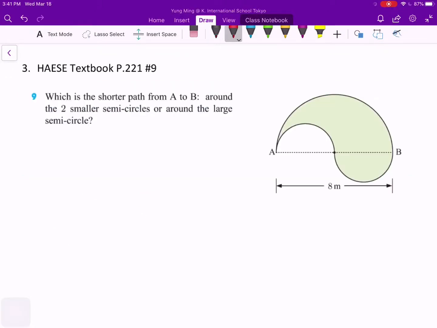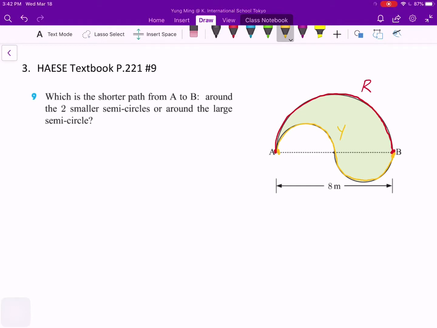Last question, slightly more interesting question of the day. We're going to figure out the two different pathways to B from A. There's one way going around the whole big circle from A to B. And here's the other way, going from A to B with one smaller semicircle and the other semicircle. We're going to find out which one is shorter from A to B. Pause the video if you'd like to give it a try. And whenever you're ready, we'll get back together.